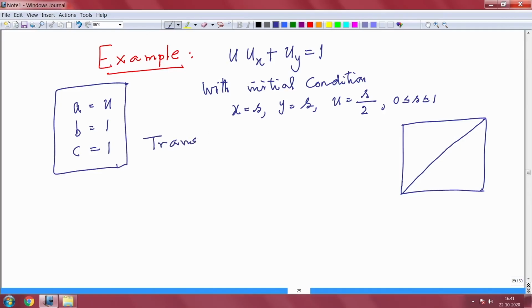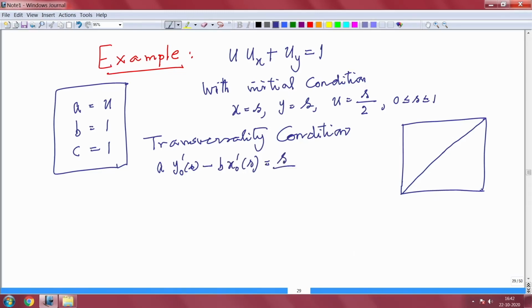What is your transversality condition? a along the curve. So, your curve is this one. a along the curve, a is nothing but u, and u is s by 2. So, a times y_0 prime of s, everything is in s, minus b times x_0 prime of s. What is this? a is u, and along the curve it is s by 2. And what is y_0 of s? This is x_0 along the curve. So, let me write that also.